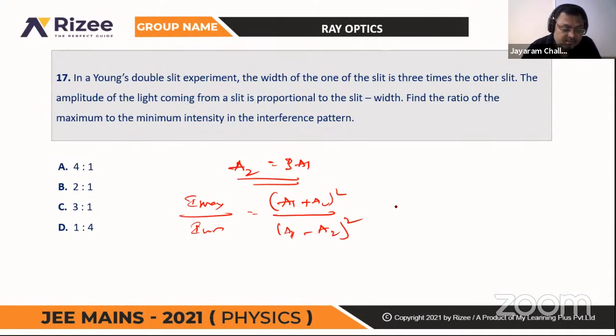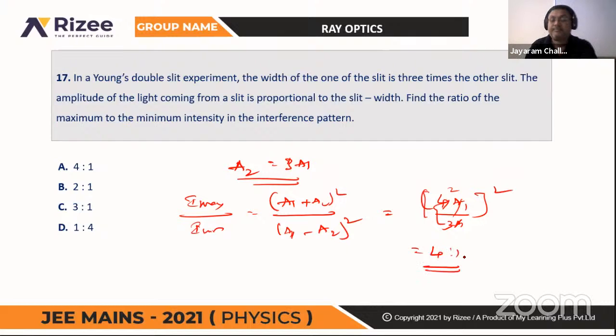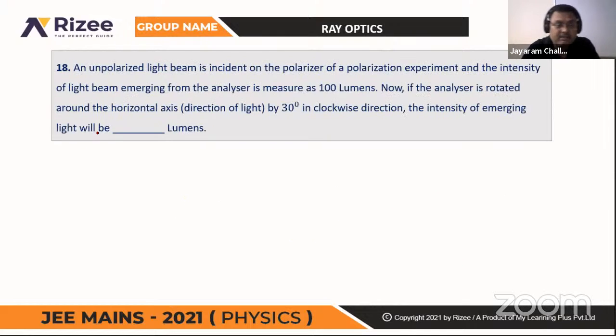Dealing with this one, this is nothing but 3A1 plus A1, which becomes 4A1, and the denominator is 2A1. So A1 cancels, this goes 2 times, and this is the whole square. So how much should it be? 4 is to 1 ratio. So they are in the ratio of 4 is to 1, that is the maximum to the minimum. And unpolarized light.